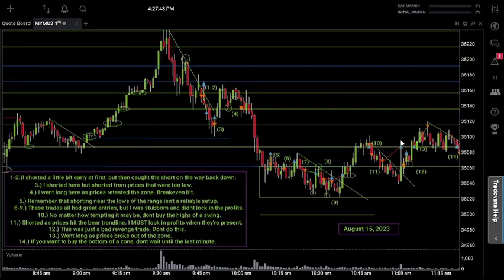So the biggest lesson that I took away from all of these trades today was take your profits when they're there. And this is a lesson that I've had to learn before, and on August 15th, 2023, I'm learning it again. I feel like I'm a good trader, but even then, you're still human, and sometimes you just go through the motions. And today is one of those days.